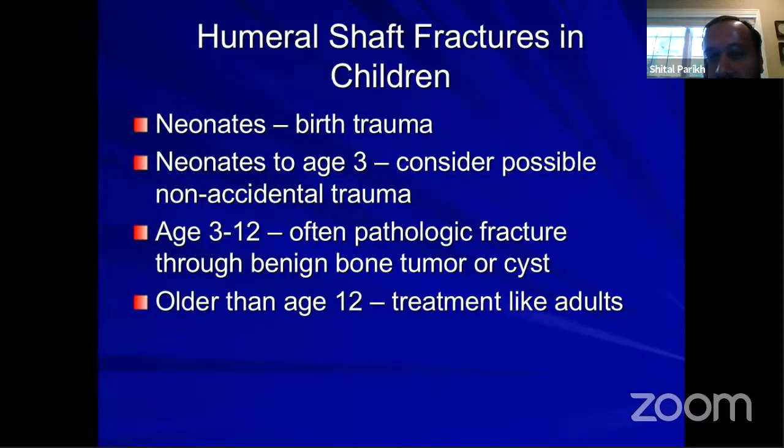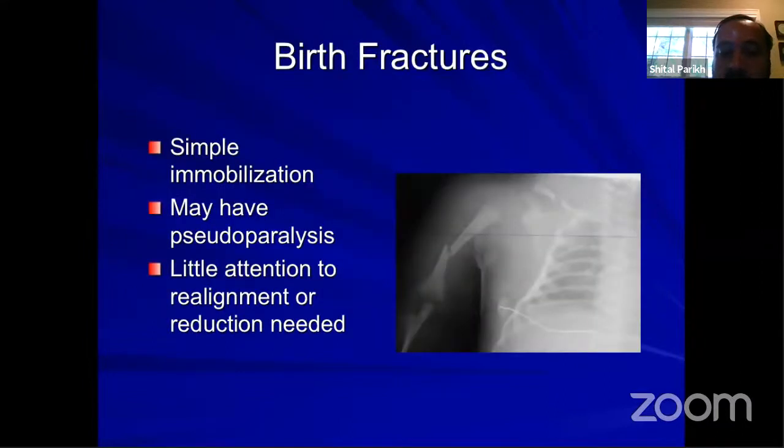We'll just talk a little bit about the shaft fractures. In neonates, it's birth trauma. If they're less than 3 years of age, you need to consider non-accidental trauma. If the patient is between the ages of 3 and 12, there could be a bone cyst or a benign bone tumor. And once they're nearing skeletal maturity, you treat them like adults.